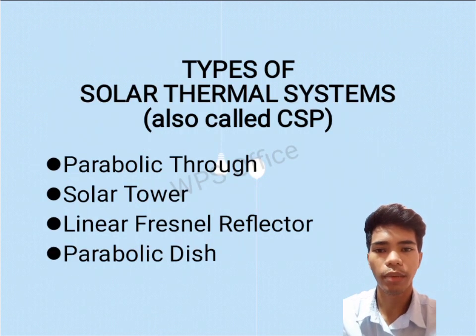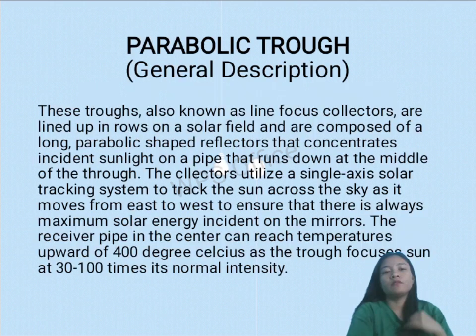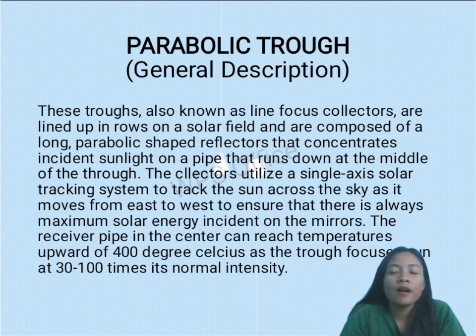Types of solar thermal systems, also called CSP: parabolic trough, solar tower, linear Fresnel reflector, parabolic dish. So let's talk about the general description of the parabolic trough. These troughs, also known as line focus collectors, are lined up in rows on a solar field and are composed of long parabolic shaped reflectors that concentrate incident sunlight on a pipe that runs down the middle of the trough.